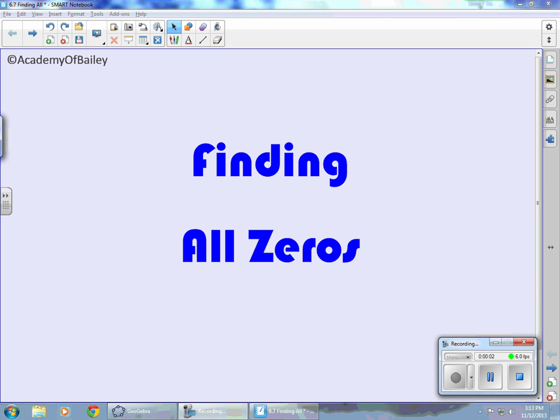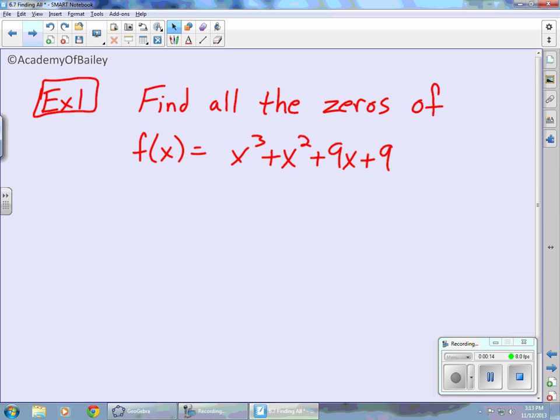All right, we have this lesson here on finding all zeros. The last lesson we showed you was finding all rational zeros, and now the functions we're going to work with are a little bit different because some of the answers are not always rational. So if we look here, find all the zeros of the function f of x is equal to x cubed plus x squared plus 9x plus 9.